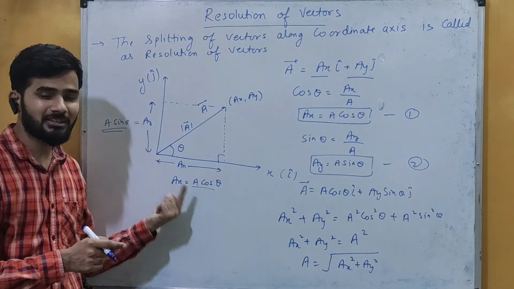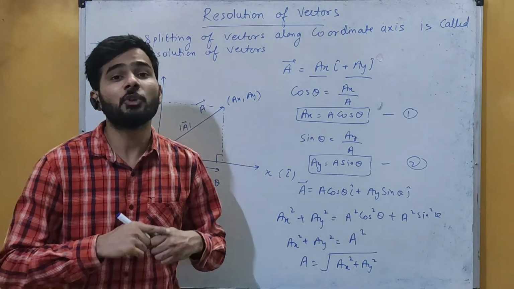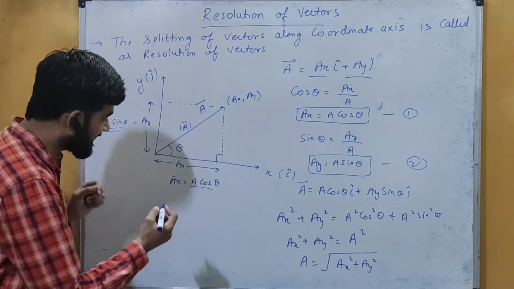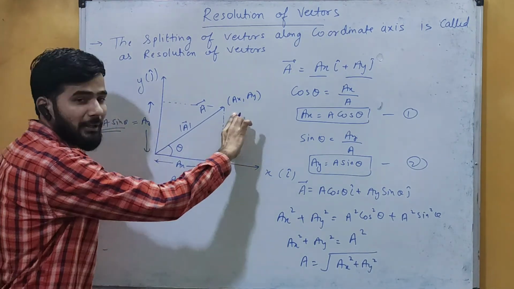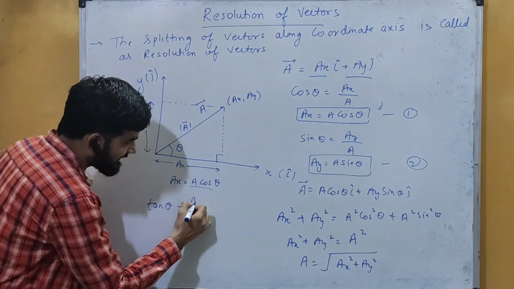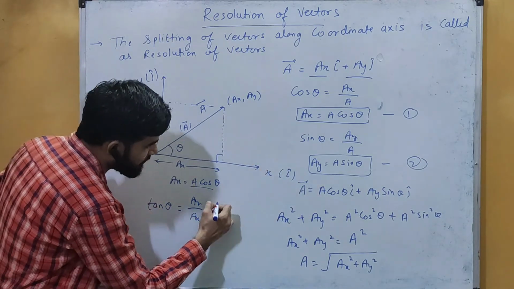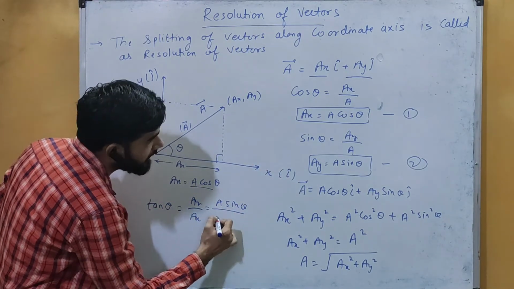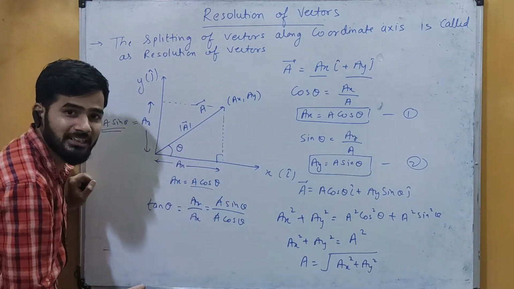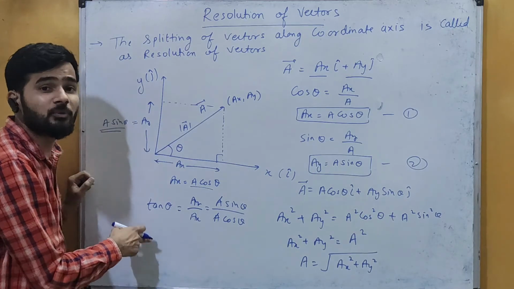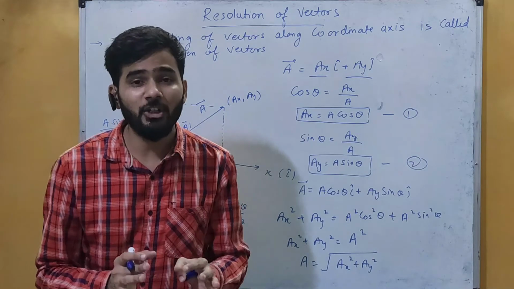So here it will be A cos theta and here it will be A sin theta. And if you want to find the direction of the resultant, you can find it. How can we find the resultant direction? We can use tan theta. Tan theta equals perpendicular upon base. This perpendicular is ay and base is ax, so that equals A sin theta upon A cos theta. This gets cancelled. Sin theta upon cos theta is tan theta. So whenever we are finding the direction, we use the property of tan theta.